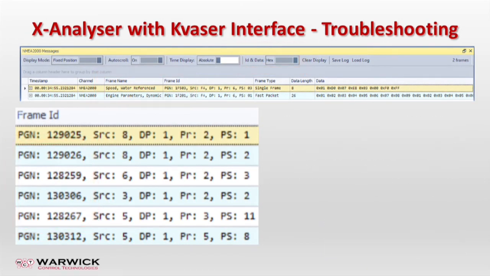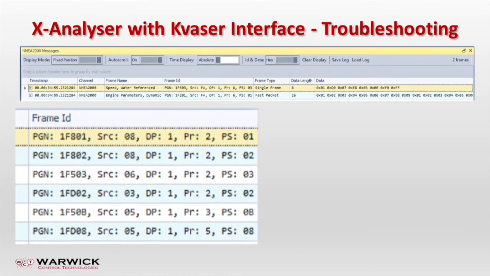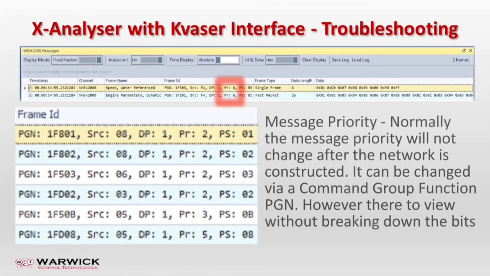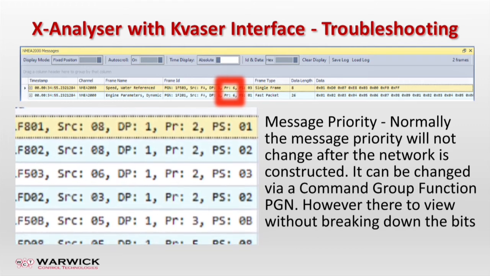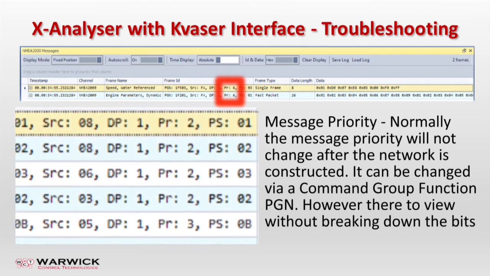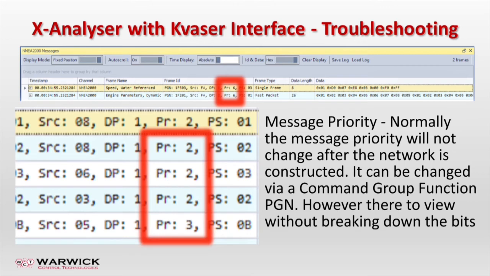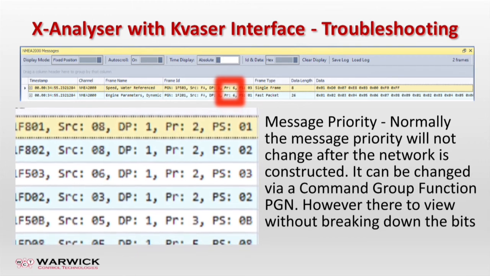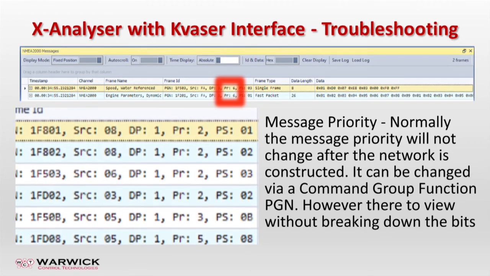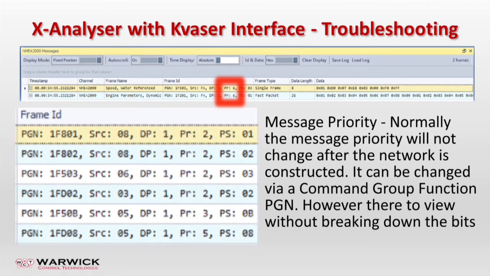Then there's the message priority. Most NMEA2000 messages in practice keep the same message priority. However, it is part of the NMEA2000 standard that a message priority can be altered through the command group function PGN. So the decoding breaks down the identifier into a readable priority number. So again, there's no need to get the programming calculator out.